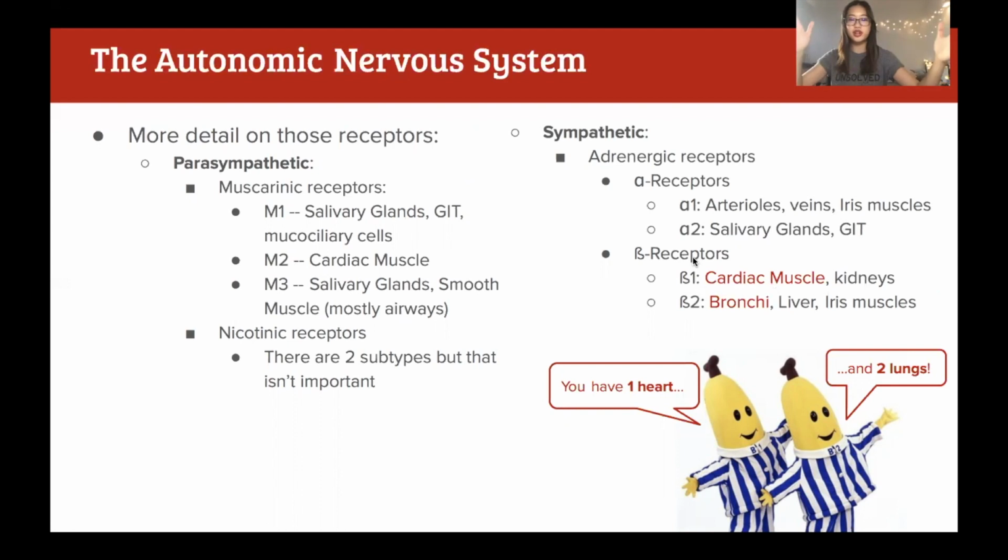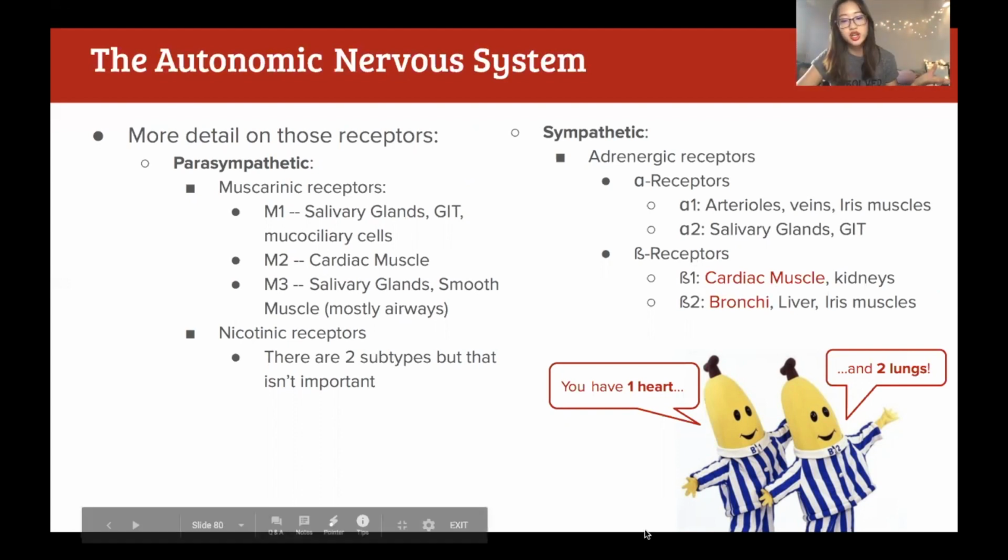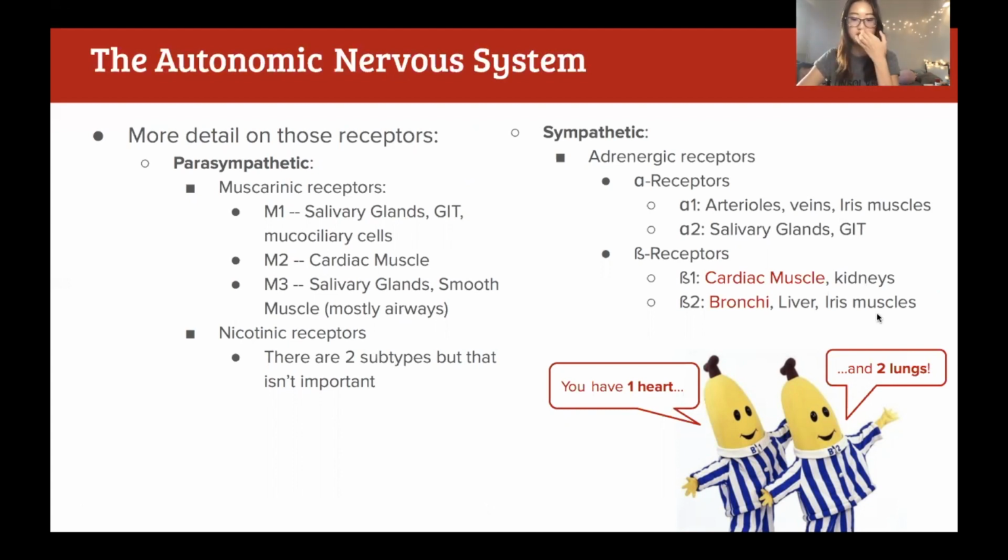So how do you remember what beta 1 and beta 2 do? You just remember that you have one heart and two lungs. And fun fact, this is a picture that came up when I searched B1 and B2 without also searching receptors. So, oh well, anyway. But that does it for this installment of PS Pain Relief.